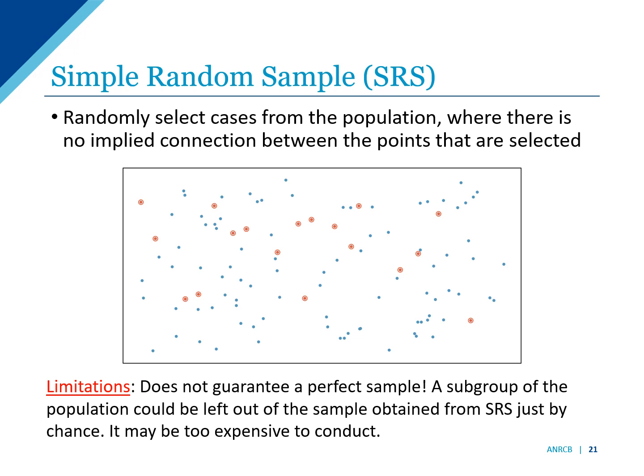In simple random sampling, or SRS, we randomly select cases from the population where there is no implied connection between the points that are selected. In this graphic, all of the dots are the population, and the red dots are the individuals selected for the sample. There are limitations, however. This still does not guarantee a perfect sample. A subgroup of the population could be left out of the obtained sample just by chance, and it may be expensive to conduct.